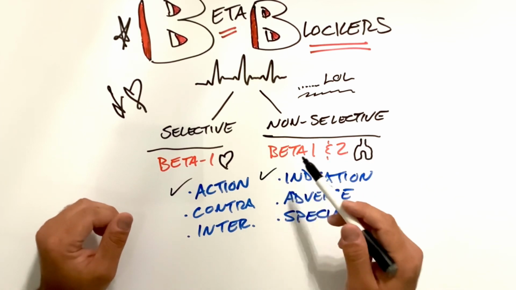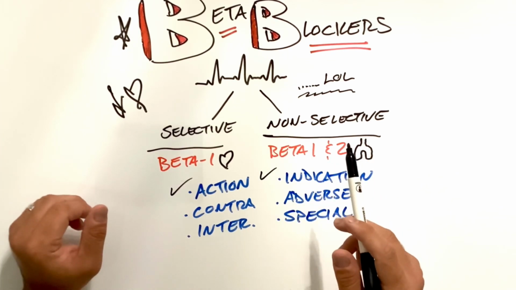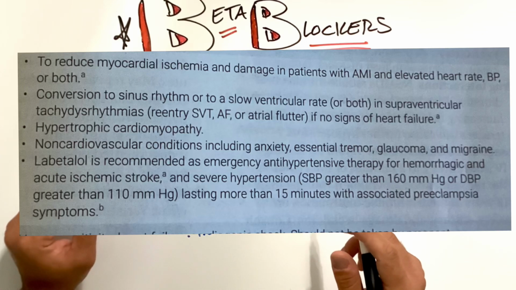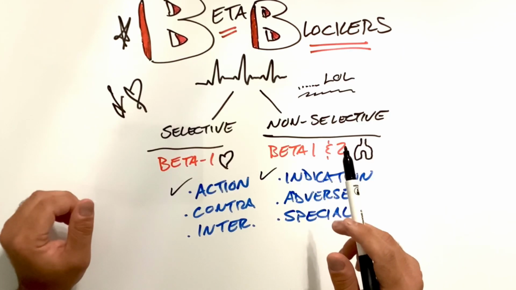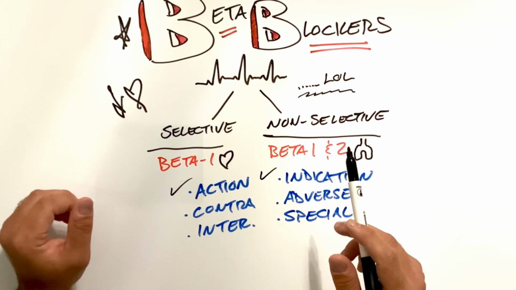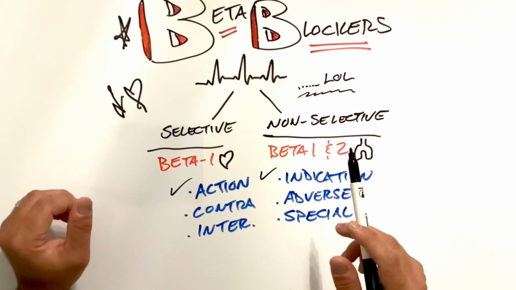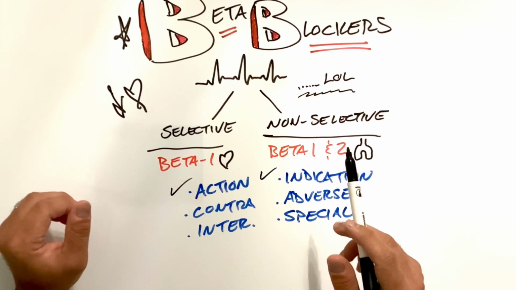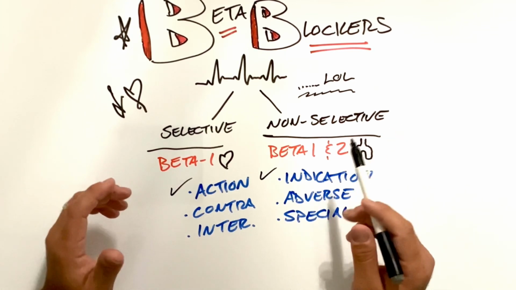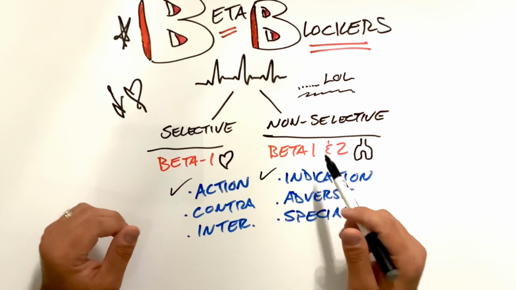So what is our indication? Nancy Caroline describes the indications as reducing myocardial ischemia, conversion to a sinus rhythm, slowing a ventricular rate, hypertrophic cardiomyopathy, and non-cardiovascular conditions including anxiety, essential tremors, and glaucoma. Labetalol is recommended in emergency antihypertensive therapy for hemorrhagic and acute ischemic stroke. So, a bunch of different indications.